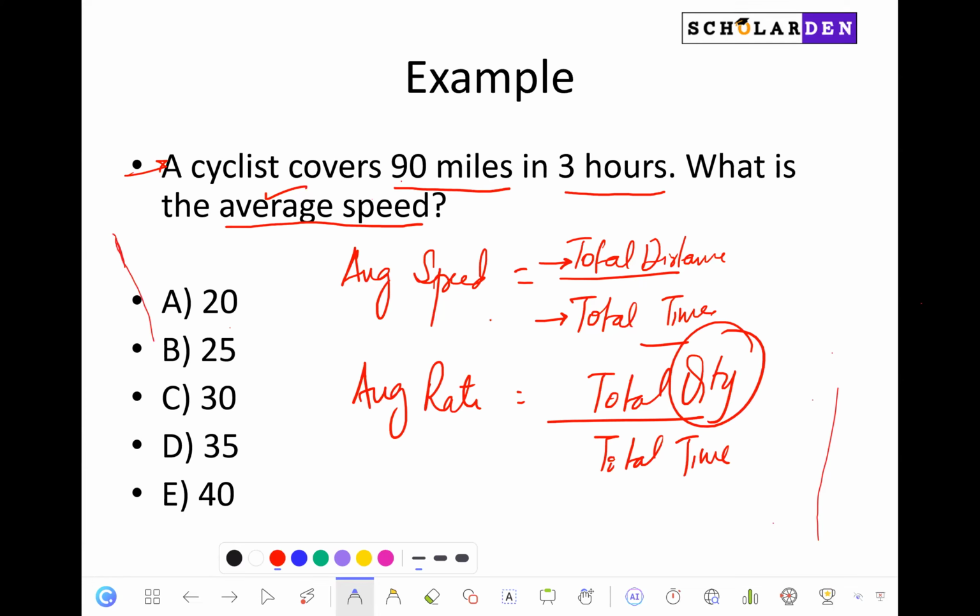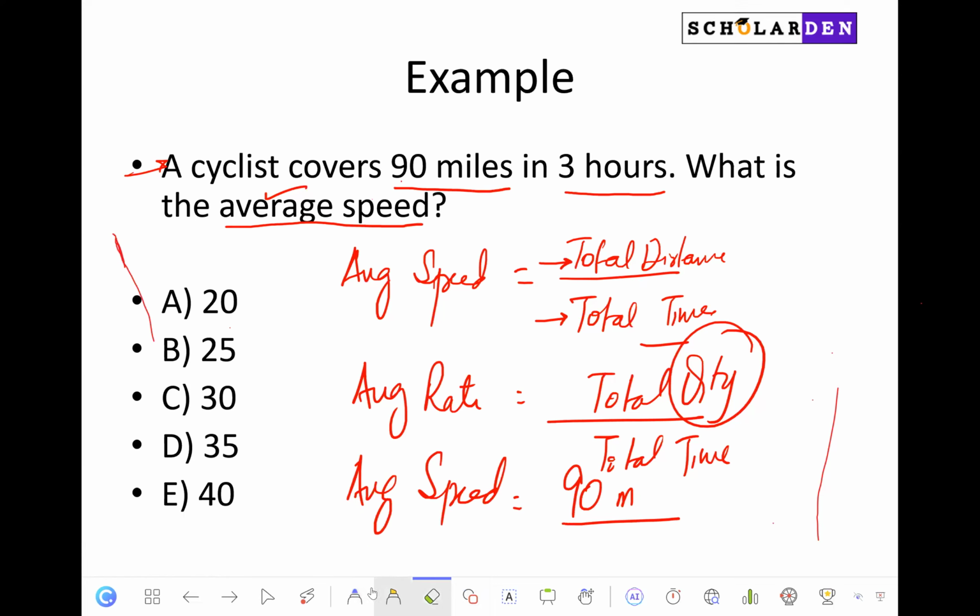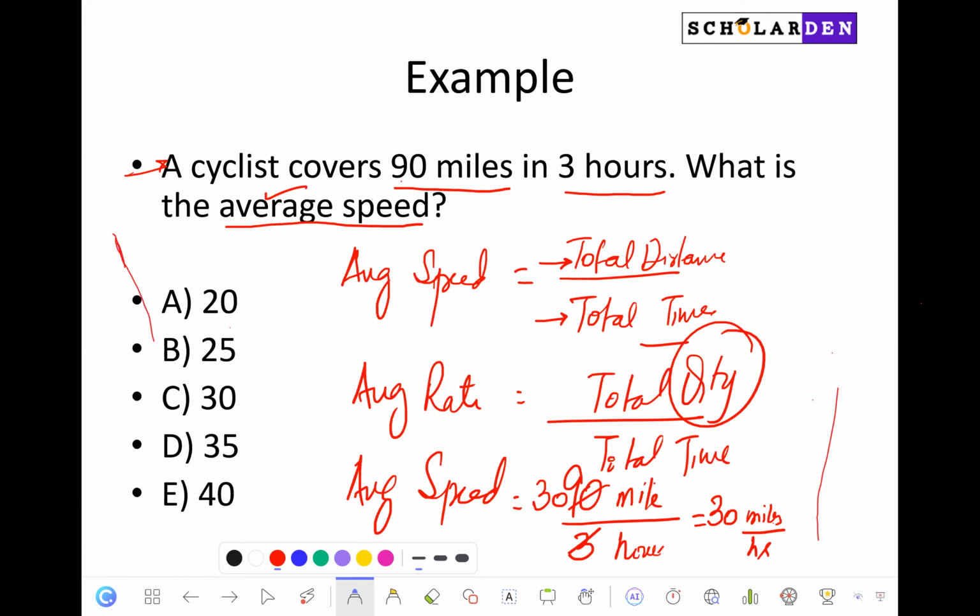Okay. So in this particular case, coming back to our question, the total distance is 90 miles. Sorry, this is not miles per hour, this is only miles. And the total time is 3 hours. Okay. And if I simplify this, the average speed comes out as 30 miles per hour. So again, see the significance of the units over here.